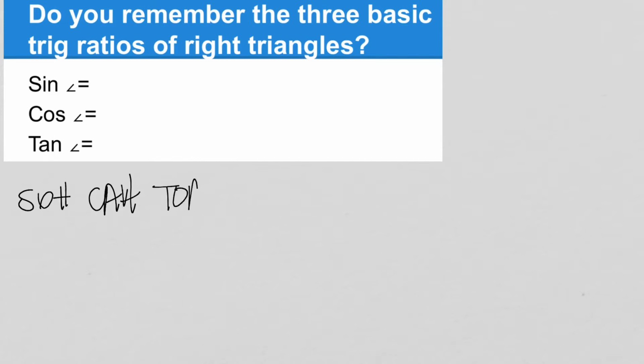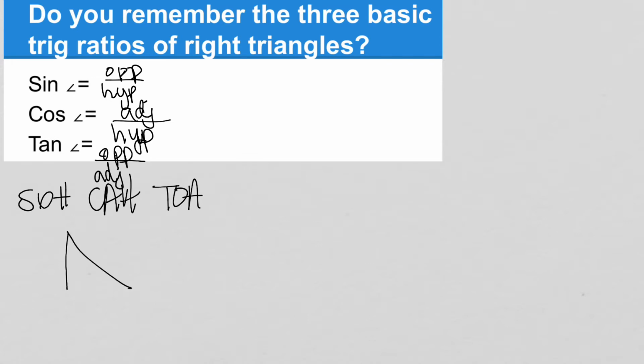Hopefully you remember that. Sine was the opposite side divided by the hypotenuse, OPP over HYP. I just abbreviated. Cosine was the adjacent side divided by the hypotenuse. And then tangent was O over A, opposite over adjacent. So if I had a right triangle, I was able to find any of the missing sides using sine, cosine, or tangent.